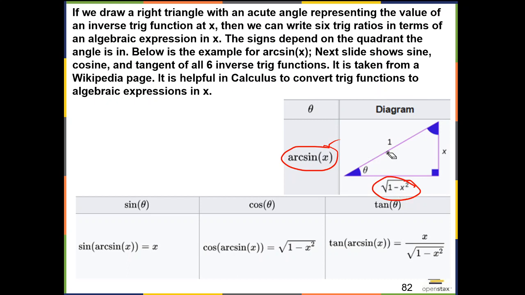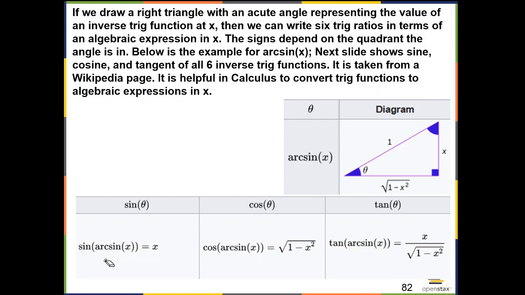Cosine would be this over 1. Tangent would be this over this. Cotangent would be this over that, and so forth, right? That's pretty useful. And again, I have only one of them here when arc sine is written in terms of sine, cosine, and tangent. So if the sine of the angle is x, right?